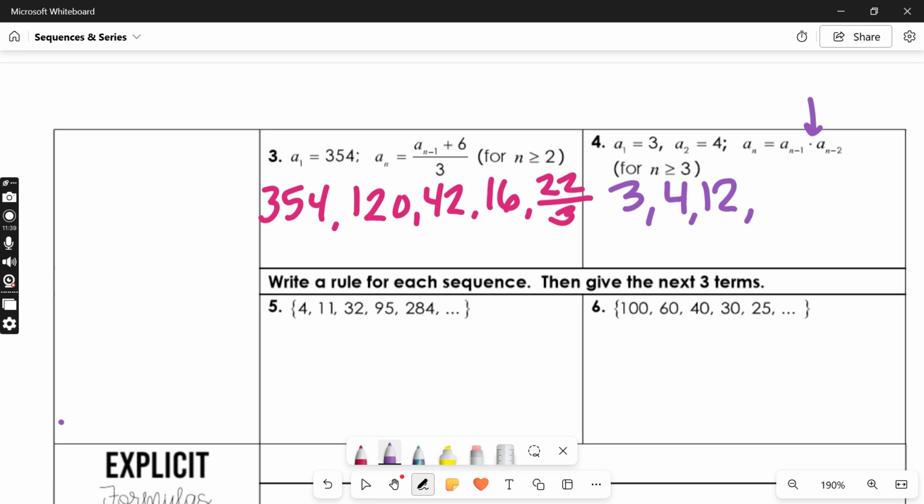The next thing I'm going to do, so that was 3 and 4. Now I'm going to do 4 times 12. 4 times 12 is 48. And then I'm going to do 12 times 48. 12 times 48 is 576.